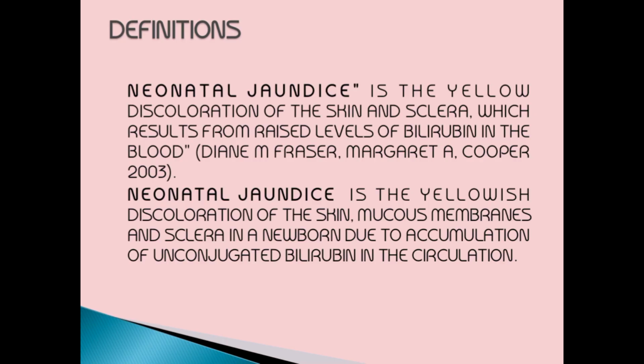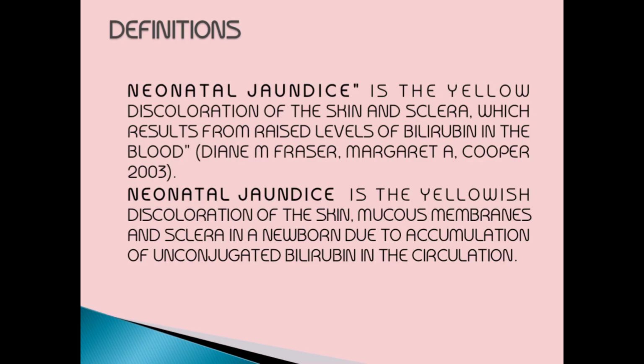With the first one, we are saying jaundice is the yellow discoloration of the skin and the sclera which results from the raised levels of bilirubin in the blood. So neonatal jaundice occurs in a condition whereby there is raised levels of bilirubin that causes the yellowish discoloration of the sclera and the mucous membrane. Hence, you need to understand where jaundice comes from. It is because of the bilirubin that is raised in the blood circulation.